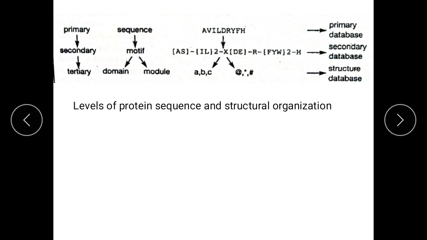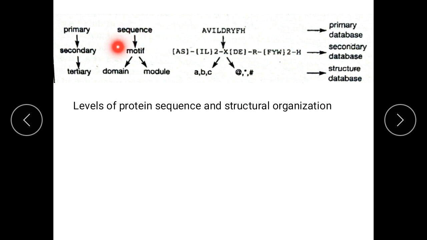But that folding pattern, or a specific sequence present between amino acids, is called a motif. If you look at this: A, S, then I, L, X, D, E, R, F, Y, W, H. When multiple sequence alignment is carried out, the specific pattern which is conserved in each and every amino acid sequence is called a motif. We are going to learn what a motif is, what its significance is, and what the similarities between domain and motif are in upcoming slides. These motifs are the super secondary structures present in the protein sequence.